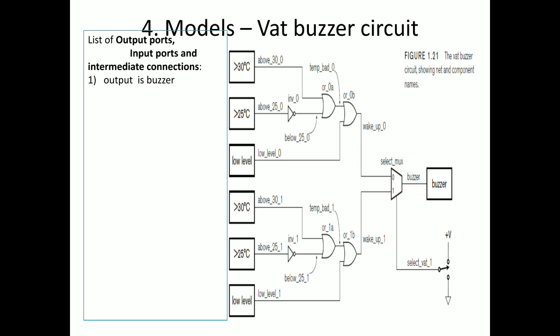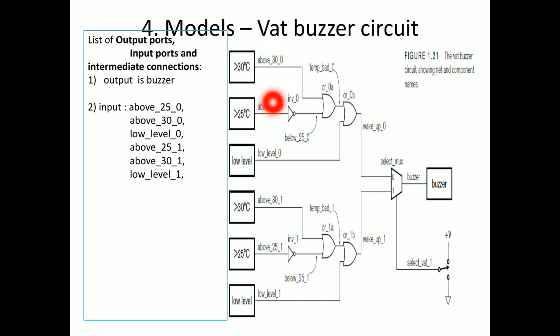So the output is buzzer, and the next inputs are above 25 0, above 30 0, low level 0, because low level 0 means VAT 0 signal. Above 25 1, above 30 1, low level 1 means VAT 1, 0 means VAT 0. These are the inputs of VAT 1 and VAT 0. All ending with 0 are inputs of the VAT 0, all ending with 1 are inputs of the VAT 1 container.